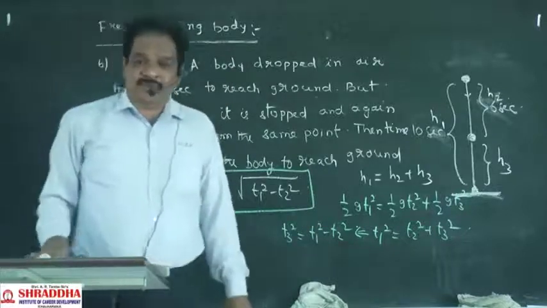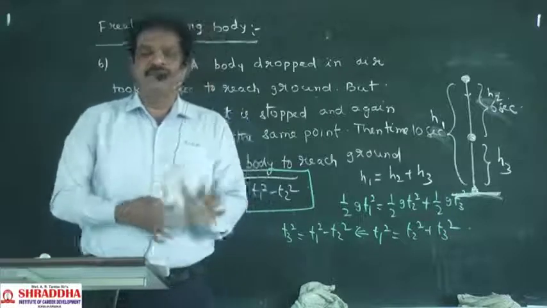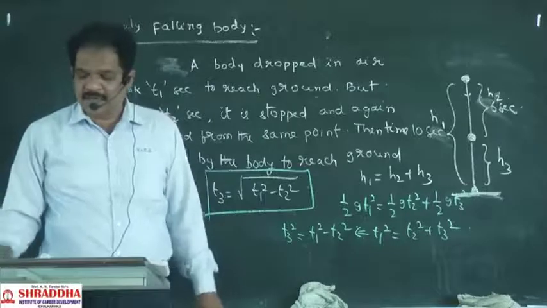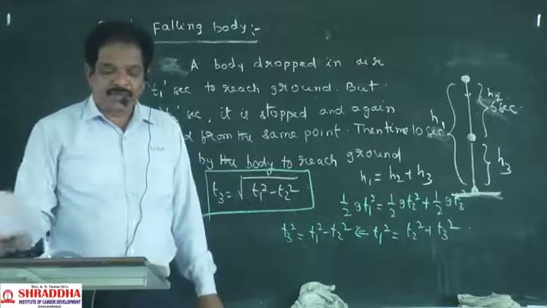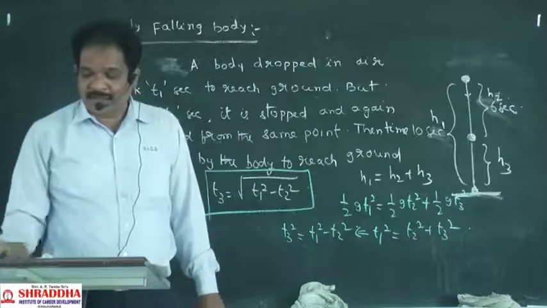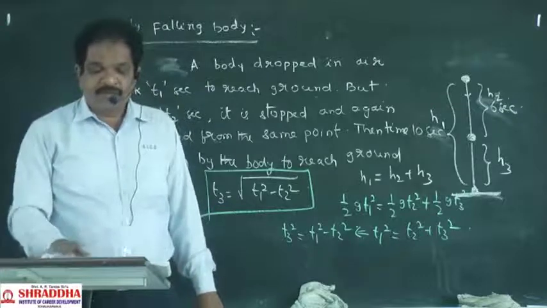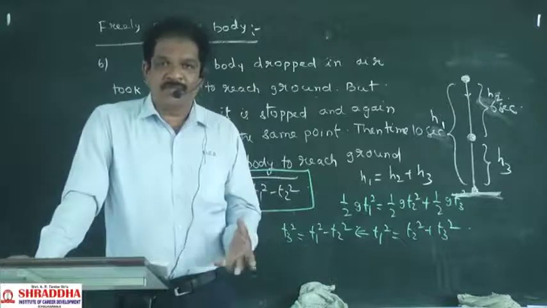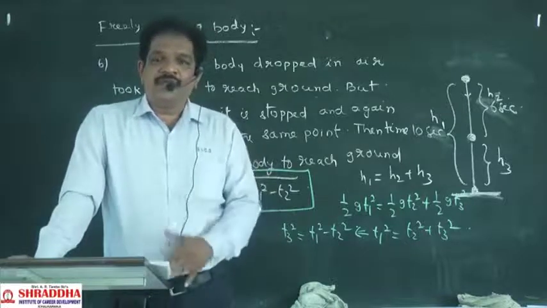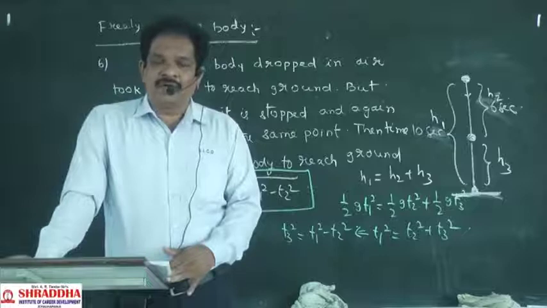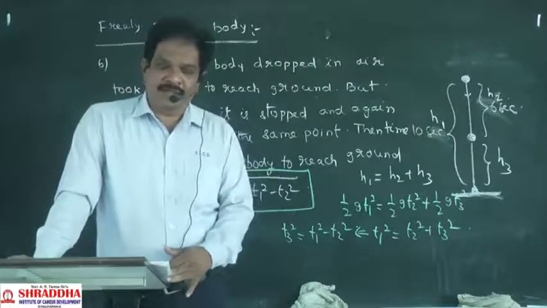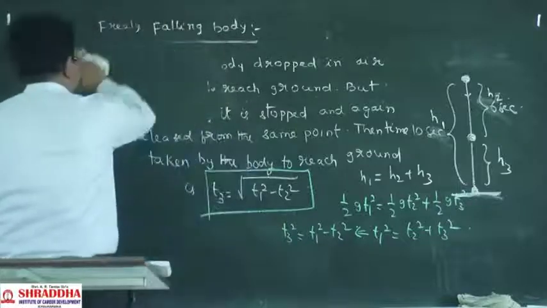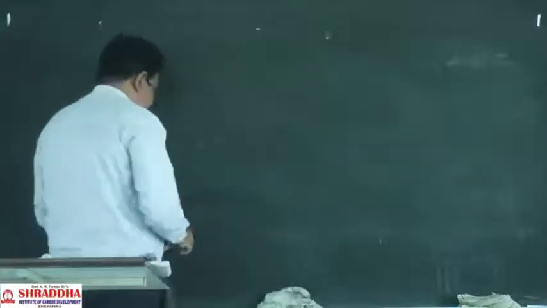Totally 6 types of problems will come in this freely falling body. We discussed all the models. Next we will come to the vertically projected body. When you do the same type of problems on the same concept, you can understand how to apply that formula. Up to now, 6 are completed.